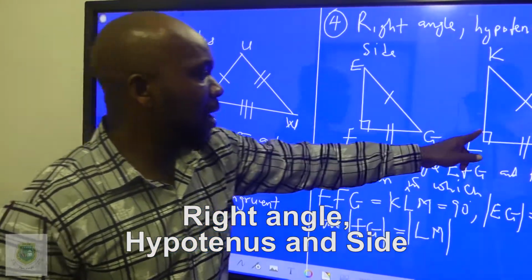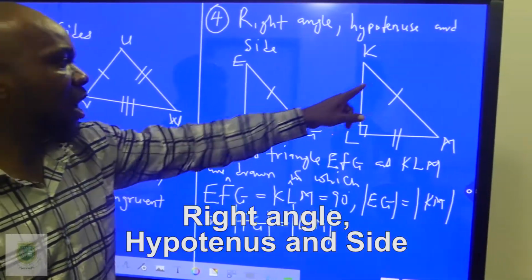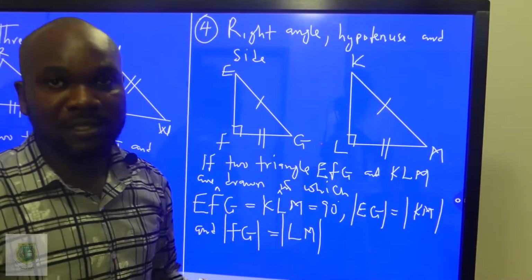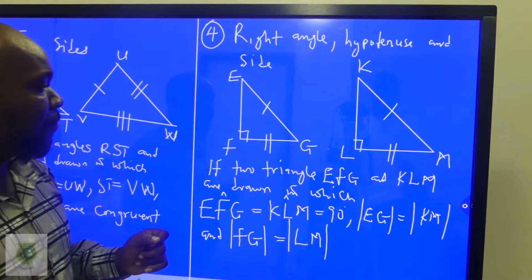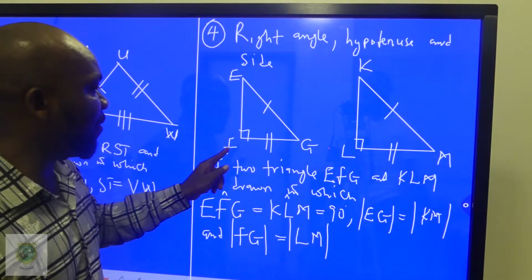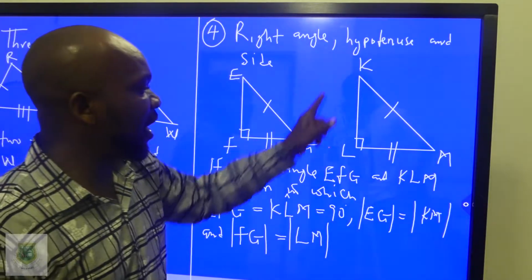Right angle, hypotenuse, side. So in this triangle, you see that EFG is equal to what? KLM.